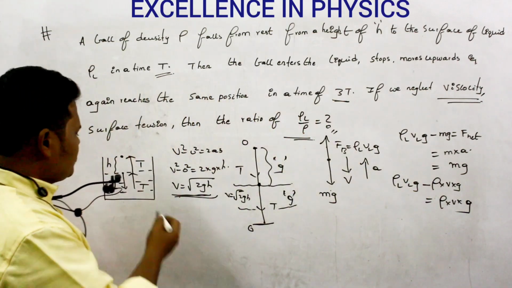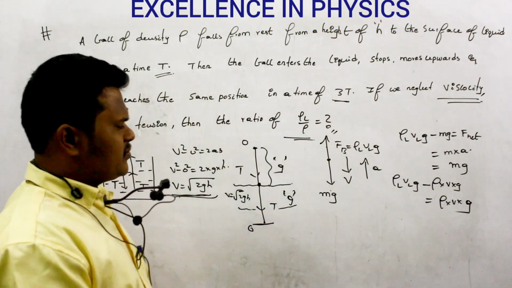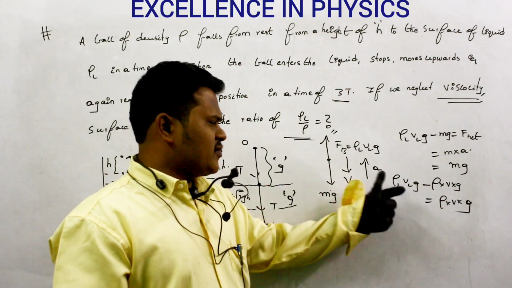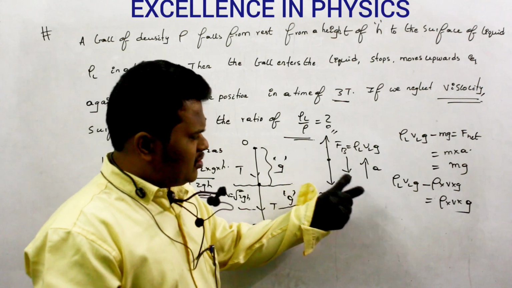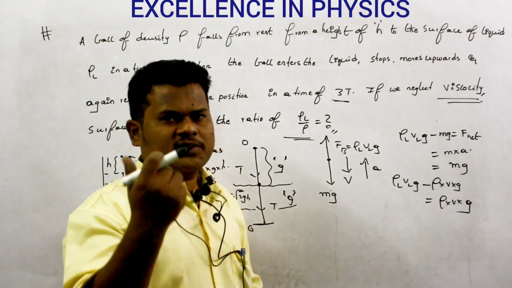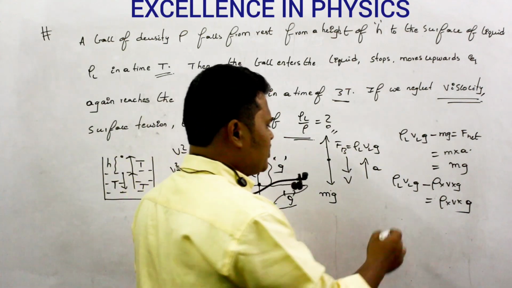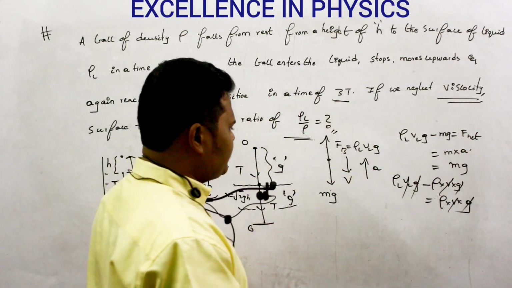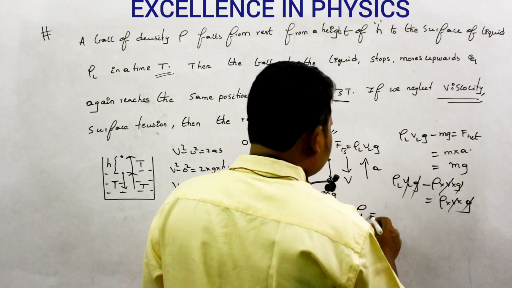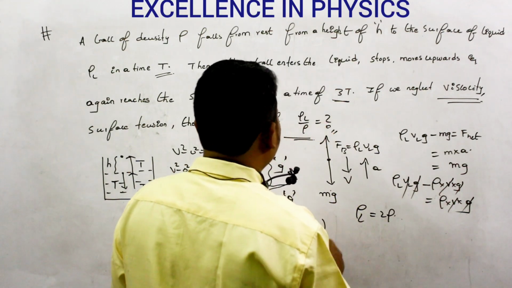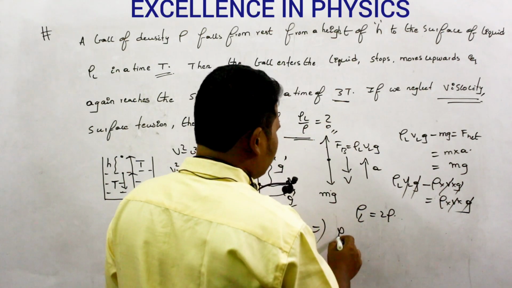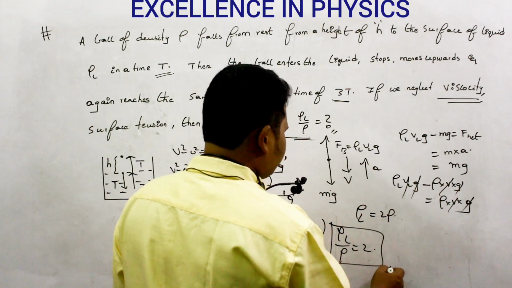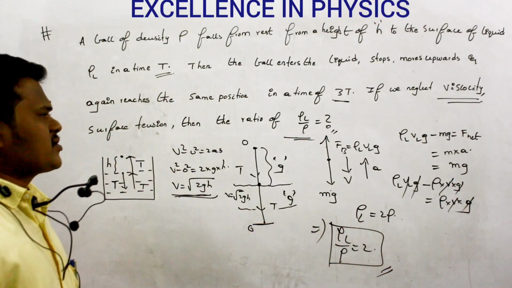So in this condition, the ball is completely inside the liquid. So VL and V must be equal, because VL is the volume of liquid displaced, and the volume of liquid displaced must be equal to the original volume of the body. Therefore, V, L, G and V, G get cancelled. So rho L is equal to 2 rho. So what is the ratio he is asking? Rho L by rho. So rho L by rho is equal to 2. So this is the required ratio which he is asking.